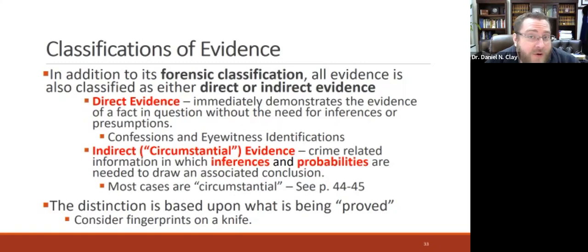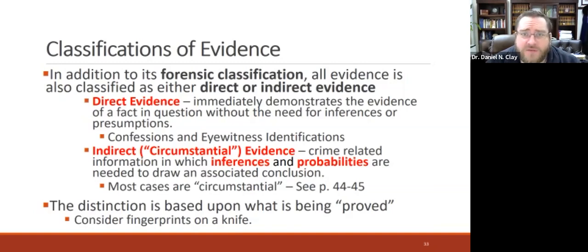As it turns out, most cases are circumstantial. Very rarely do we have a confession or an eyewitness. Right? If we do, there can be problems with them. They're kind of the least likely confessions and eyewitness identifications to be accurate. But even knowing that, confessions and eyewitness identifications rarely occur, right?